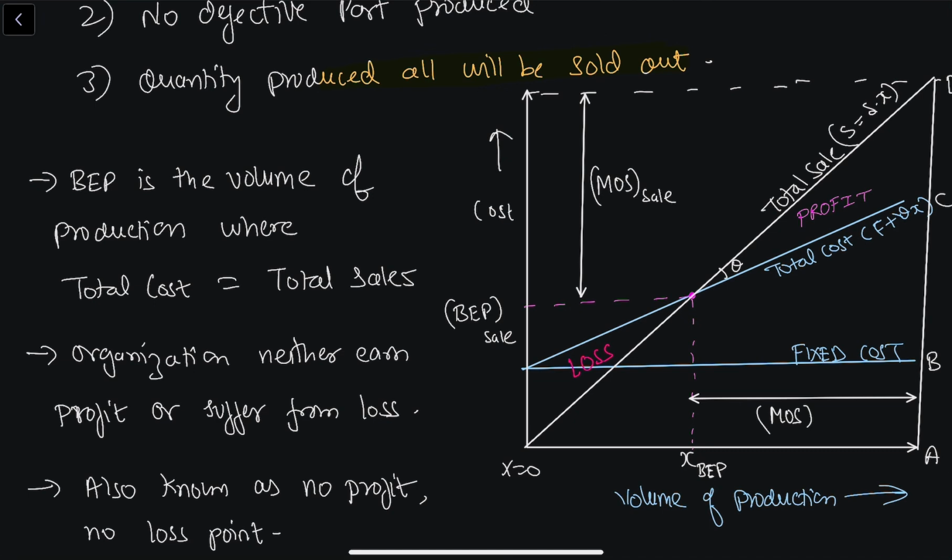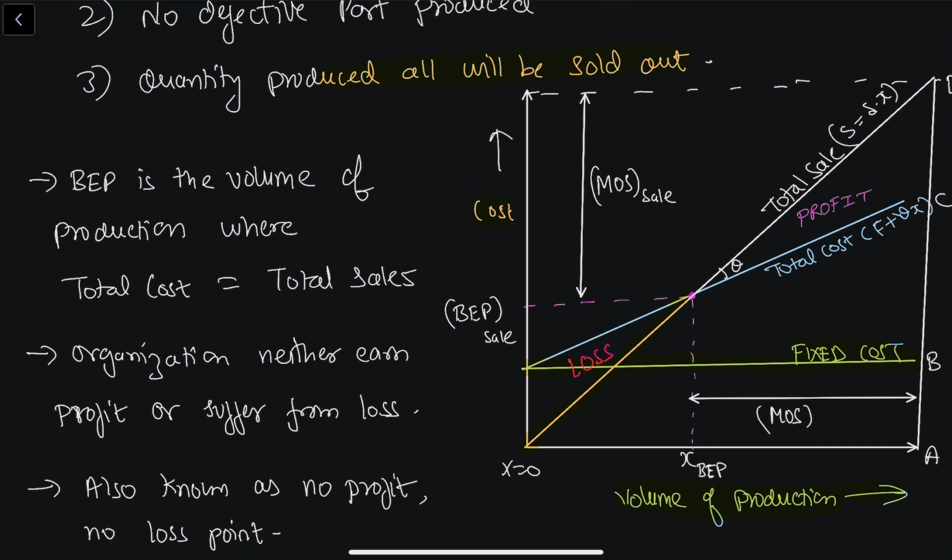So if you see the graph, my y-axis is the cost and my x-axis is the volume of production. Now we have one fixed cost, which is your fixed cost line, which is constant. As you increase the production, it doesn't matter. Your next is your variable cost. Variable cost is zero if you're not producing anything. As you increase your production, variable cost keeps on increasing.